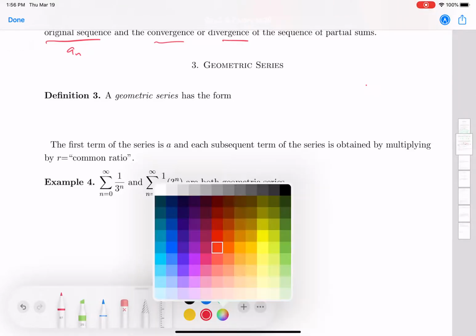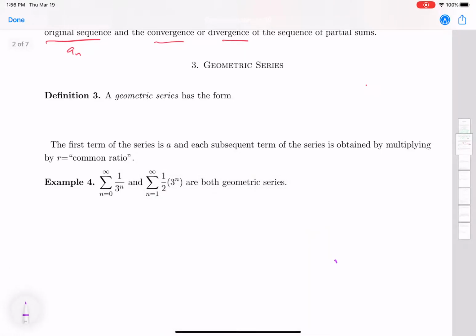I'm going to do this in purple. You're adding up some number A, and then each successive thing that you add up, you're multiplying A by some ratio R. And that goes on forever. So it looks like this: sum from n equals 1 to infinity of A times R to the n minus 1.